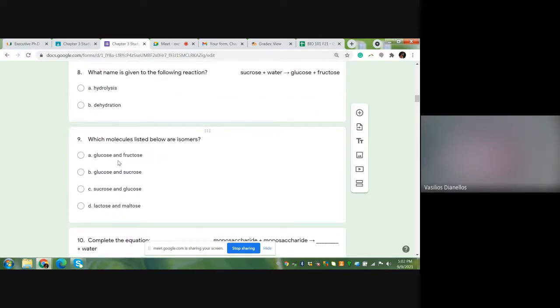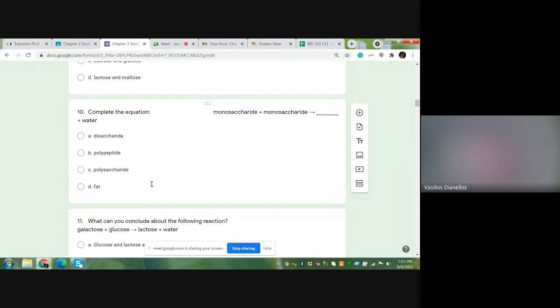Number 9, I'm not going to ask you because I did not require you to memorize the examples of isomers I gave you. You should know that an isomer has the same chemical formula but a different structure. But again, I did not require you to memorize which ones were isomers and which ones weren't. So we're going to skip number 9.